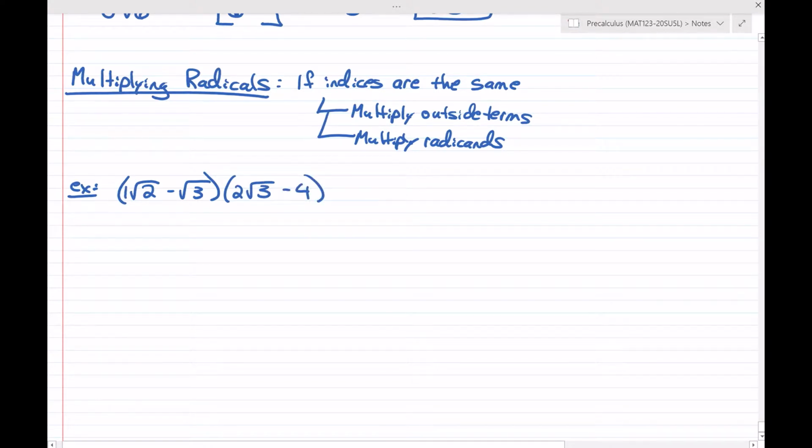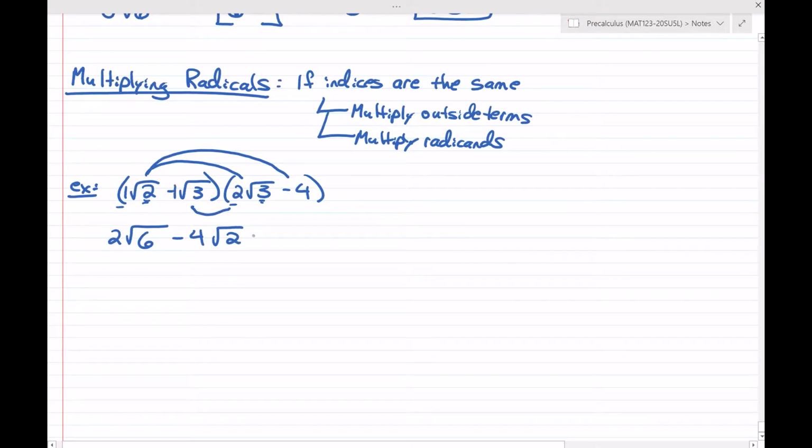So this is really just a FOIL problem, right? So 1 root 2 times 2 root 3, I'm going to multiply the outside numbers, and I'm going to multiply the inside numbers. I'm going to multiply the last terms. So the 4 doesn't have any radical, right? So I'm just going to multiply 1 times negative 4, and then the square root of 2 has nothing to be multiplied with. Multiply the inner terms.